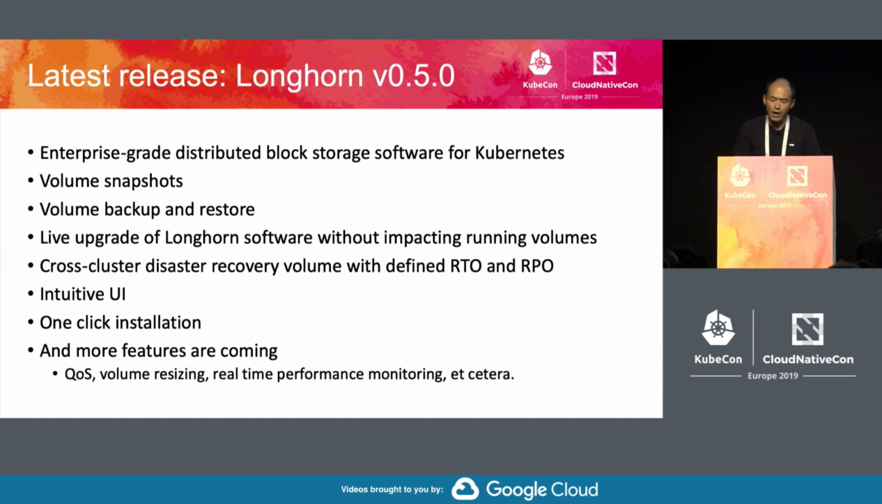And we support one-click installation, as we mentioned before. You can use kubectl apply with a YAML file, or you can use a Helm chart, or you can use Rancher catalog apps to install Longhorn with zero configuration. Of course, more features are coming. We are planning to do QoS, volume resizing, and real-time performance monitoring, etc.